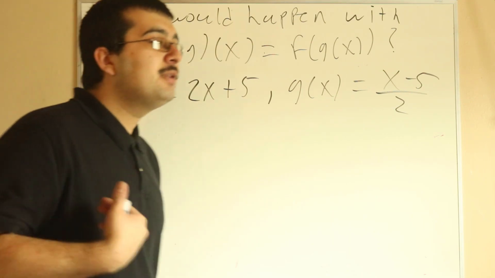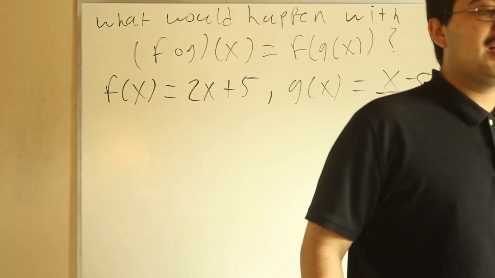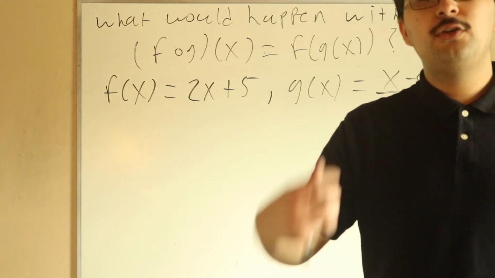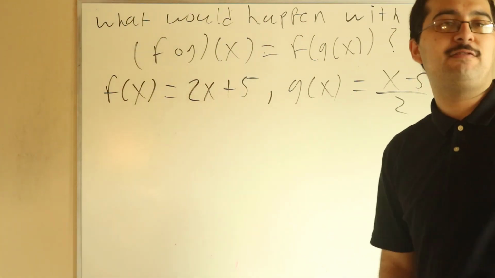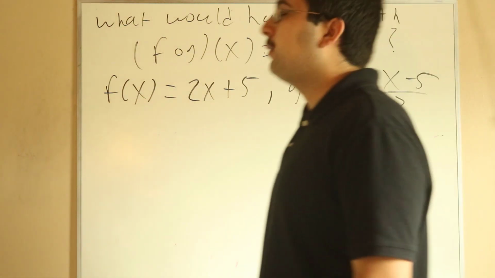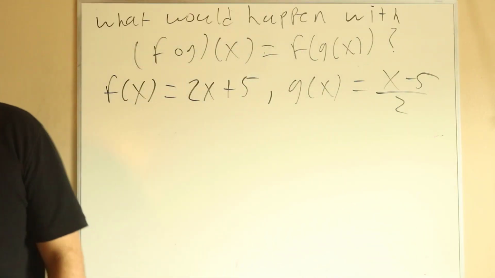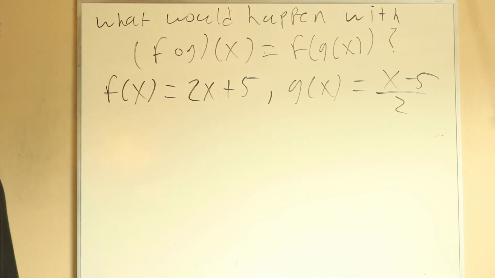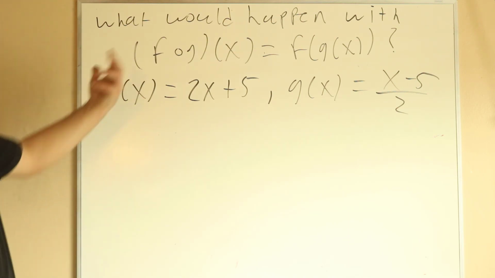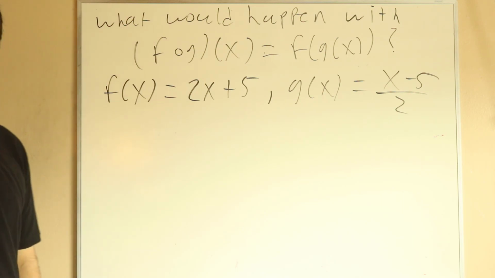Okay, so to build that confidence of understanding that the g of x we created here actually is the inverse to this f of x, we need to consider the following question. And this is going to lead us to a pretty big idea for today's lecture. And the idea is this: what would happen if I took the composition of f and g?